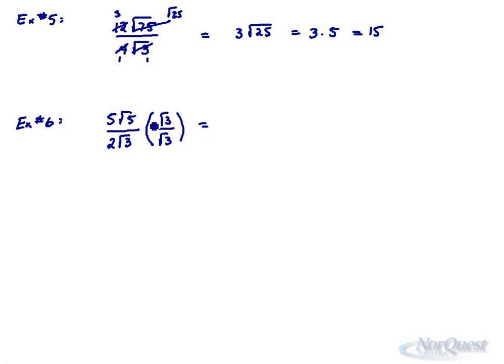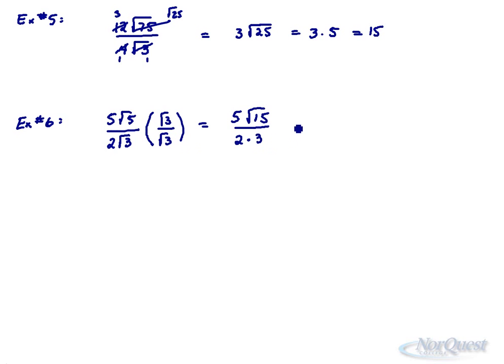Now simplify the top. It is 5. That's our whole number. Root 5 times root 3 will give us root 15. On the bottom, we get 2. Root 3 times root 3, well, any radical times itself will be that number. So root 3 times root 3 is root 9. Square root of 9 is 3. Or the shortcut: any radical multiplied by itself is the number inside.